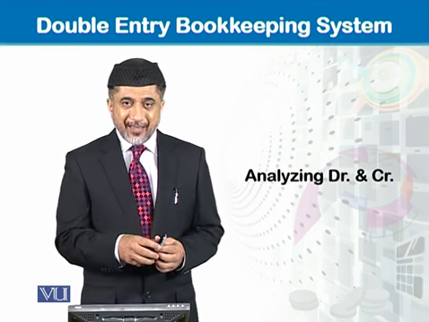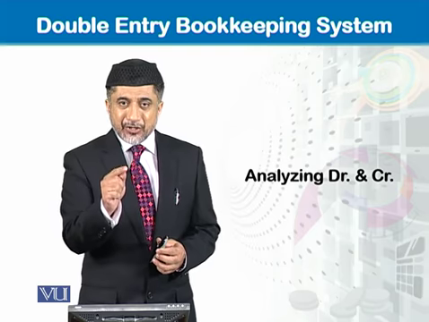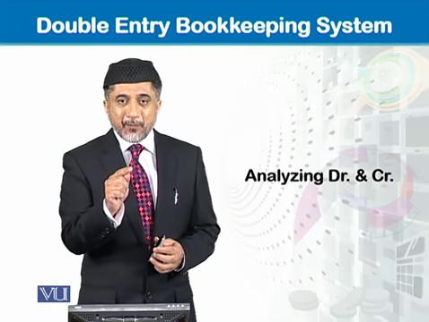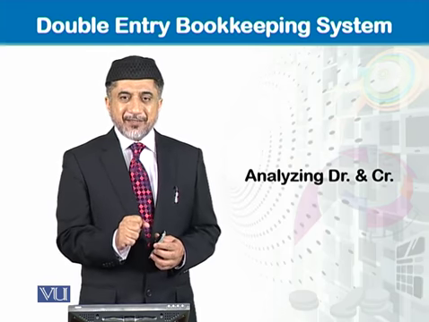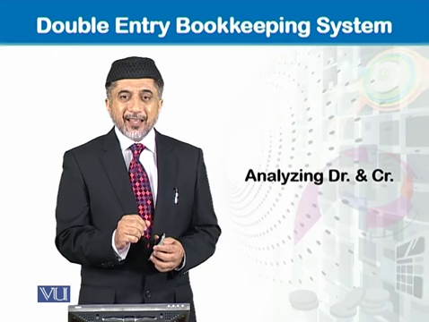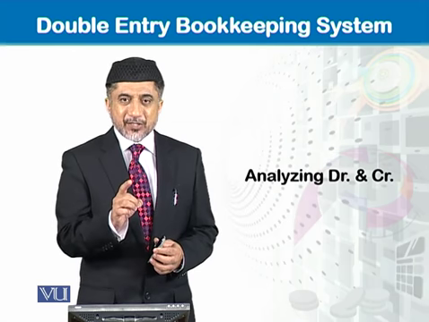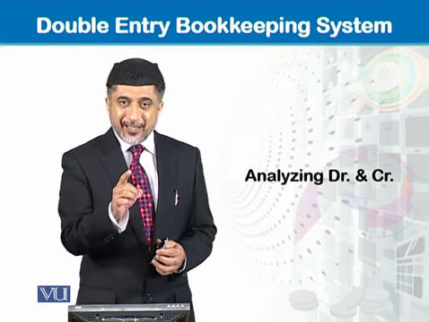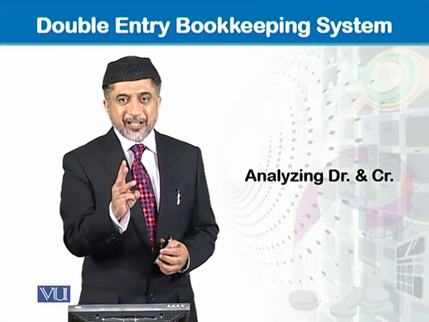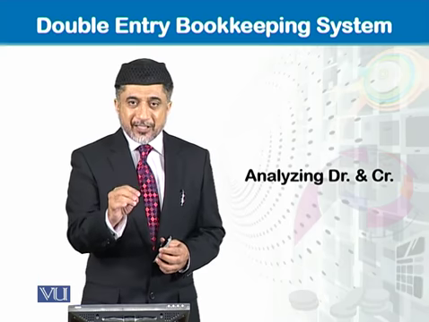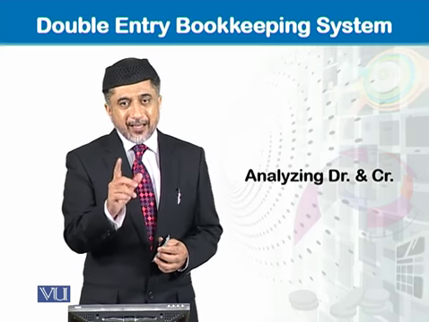credit. So write somewhere in your notebook, debit group consists of assets and expenses. Okay. And credit group consists of owner's equity, liabilities, and incomes. Okay. If you have written this on your notepad, let's move forward.